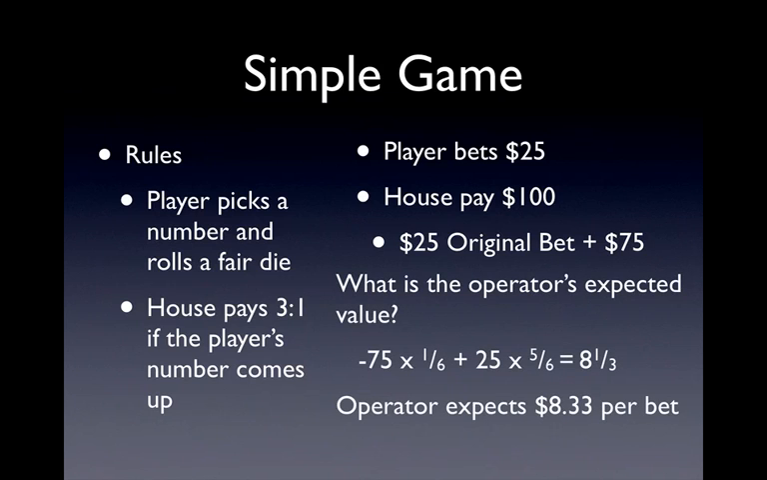The two possible values for this game are -75 and +25. The operator of the game pays out $75 1/6 of the time, and the probability of them keeping the $25 is 5/6. So the expected value of this game is 8 1/3. In other words, on average, the operator would expect to make $8.33 per bet. This also illustrates that the expected value need not be one of the possible outcomes.